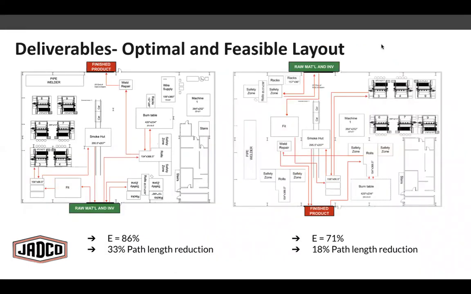So here are the two main deliverables we came up with, which were an optimal and a feasible layout drawing in CAD. As you can see, the optimal layout has the highest efficiency score that we obtained, at 86%. And the feasible layout was based on client feedback regarding the cranes and material handling, and that efficiency rating is 71%. And we found that both of these led to a large path length reduction.